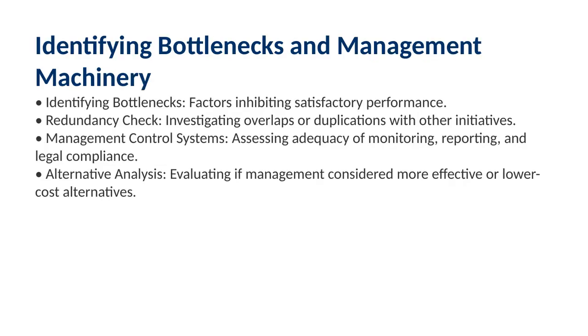Furthermore, the auditor will look for bottlenecks, those factors inhibiting satisfactory performance. They will check for redundancies, seeing if the program duplicates or overlaps with other related initiatives. They'll also evaluate if management considered better alternatives that could have yielded the same results more effectively or at a lower cost. Beyond the results, the auditor examines the machinery behind the program.